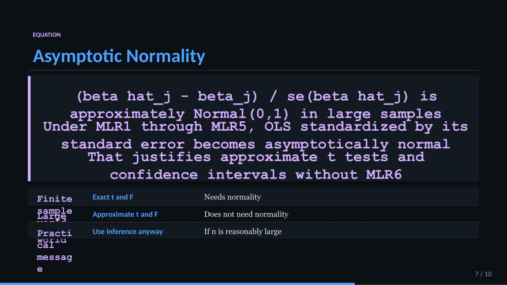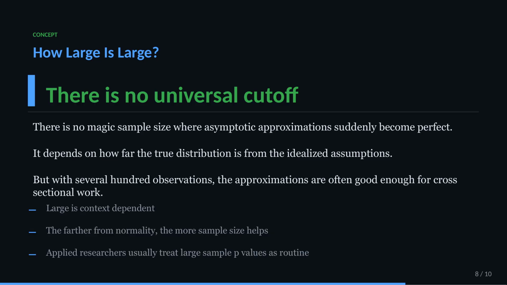How large does the sample need to be? There is no universal answer. It depends on how far the real data are from the ideal assumptions. But with several hundred observations, the large sample approximation is often good enough in cross-sectional work. That is why applied researchers frequently report p-values and confidence intervals without making a big issue out of exact normality.